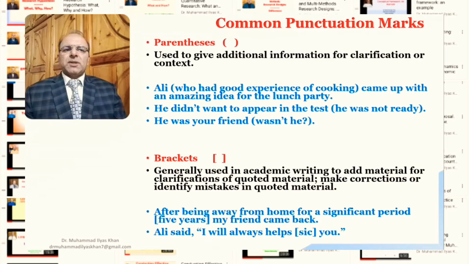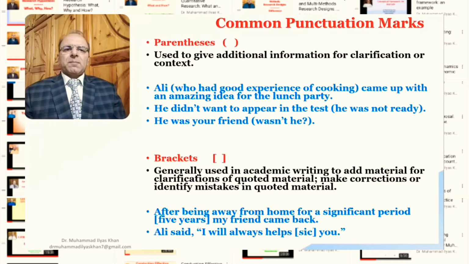So significant period, the reader might be thinking, what is significant period, or what does the writer mean by significant period? So in that case, I have put the bracket including 5 years in order to give clarifications about what I actually mean by significant period.